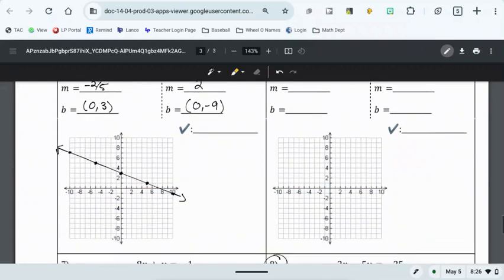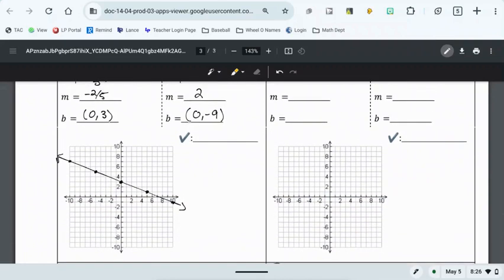Let's go ahead and graph. Over 0, down 9. Now we go up 2 to the right 1. And we're going to keep that going until we officially see that intersection happen. Once we see that intersection happen, then you can go ahead and stop and graph.